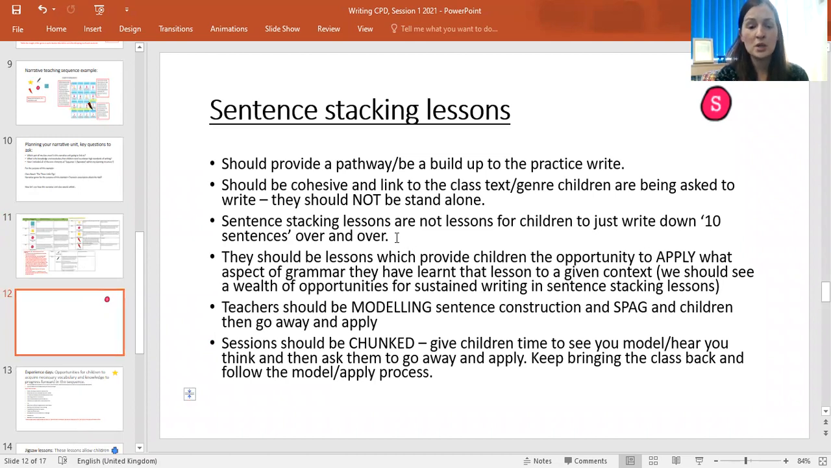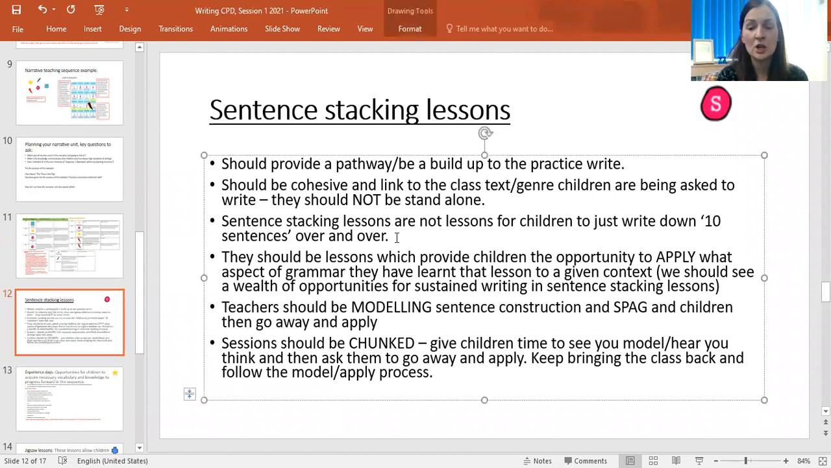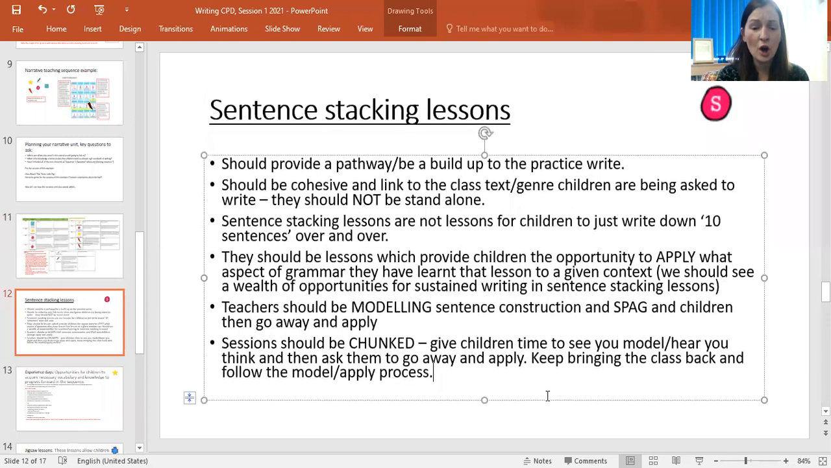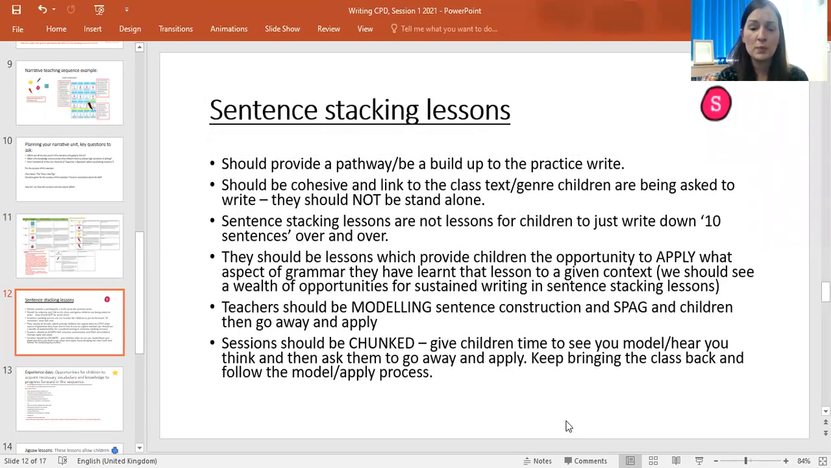This is really important. Sentence stacking lessons are not lessons for children to just write down 10 sentences over and over. And I think we do fall into a trap of that sometimes. I know I've been guilty of that. They've got to be in a context, and we should be seeing more sustained pieces of writing within those SPAG sessions. Obviously in Key Stage 1 it's slightly different in terms of your expectations for how much you're expecting people to write.